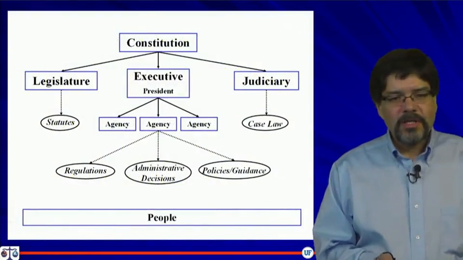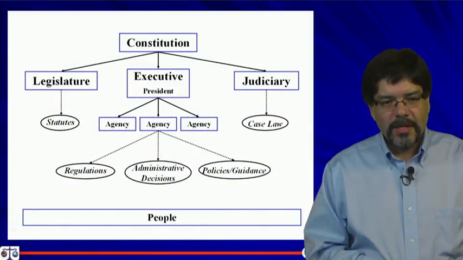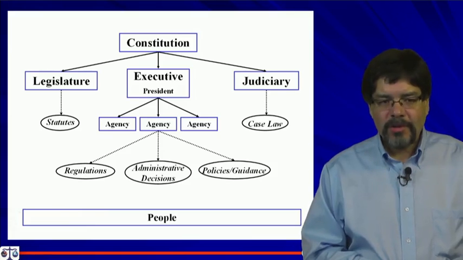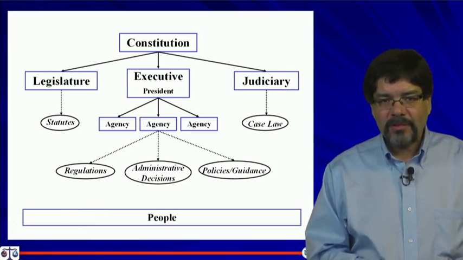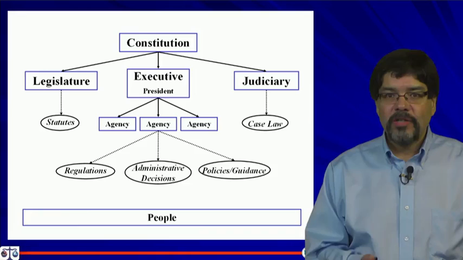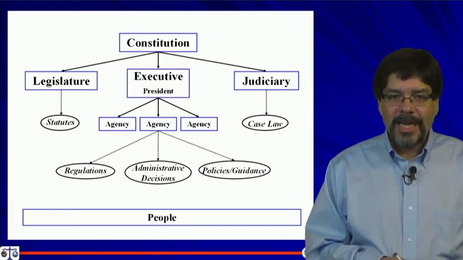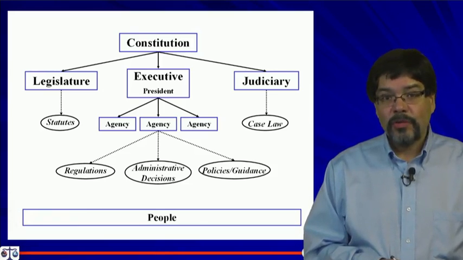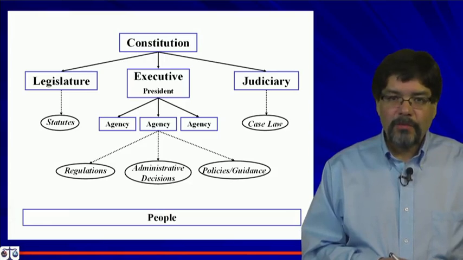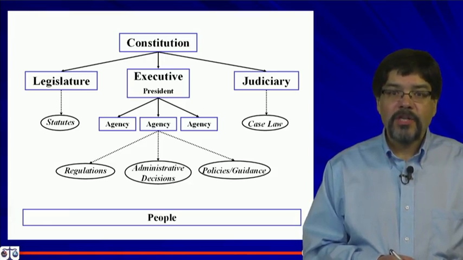In graphic form, you see it here. The Constitution sets up the basic structure of the American government: a legislature, which passes statutes or laws; an executive, a chief executive, the President of the United States, who heads the agencies, the cabinet, and it is the agencies that issue regulations, which have the force of law to some extent, and the President himself can issue executive orders. The judiciary, of course, in a common law system like ours, issues decisions which become case law.